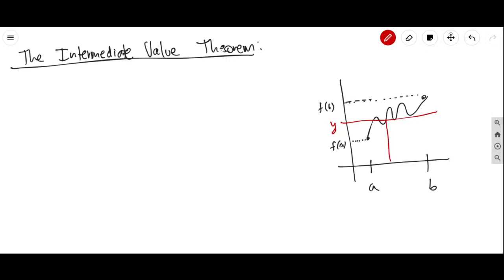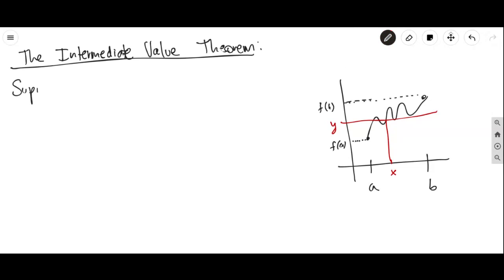If you pick some y between these two, then there's a point somewhere. It could be more than one, right? There's a point somewhere, like x, somewhere between A and B that gets mapped to that line. So sometimes they tell you the intermediate value theorem says that you can draw a continuous curve without lifting up your pen or something like that. So that's what we call the intermediate value theorem. So here's the actual statement of it.